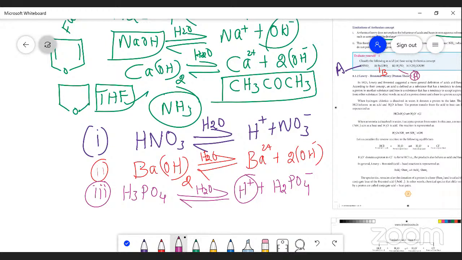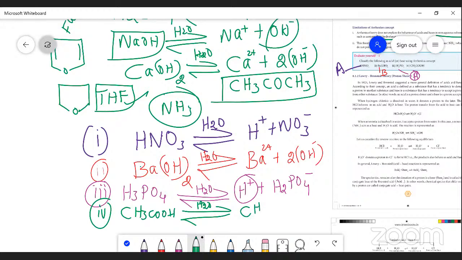Then acetic acid, which we have very often discussed. Even for exam purposes we write acetic acid as CH3COOH. When it dissociates in water, it gives the acetate ion CH3COO- plus H+. So by applying Arrhenius, acetic acid is also an acid.